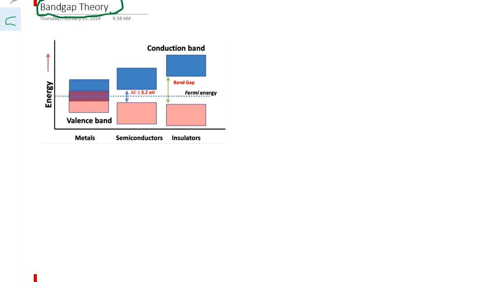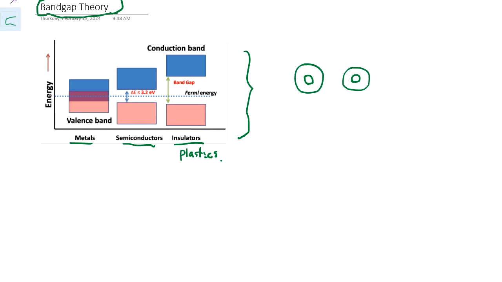Now, the bandgap theory, you often see this kind of diagram, and let's understand this first. The metal, semiconductor, insulator. Insulator is like a plastic. Okay, the metals has a valence band. So what is a valence band? The valence band is something like you have an atom and electrons around.